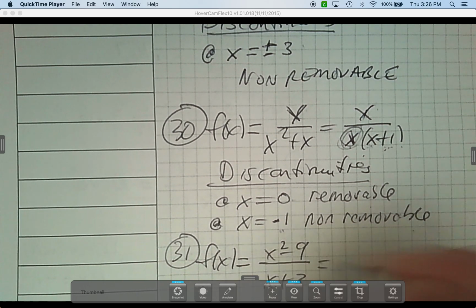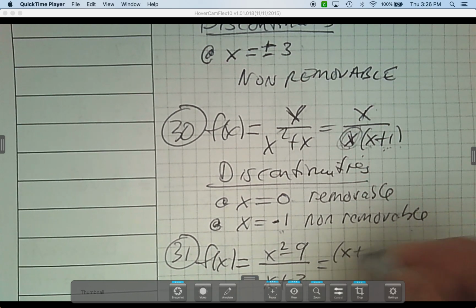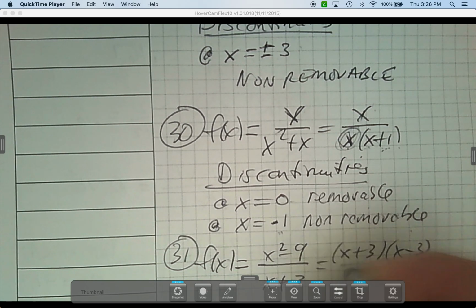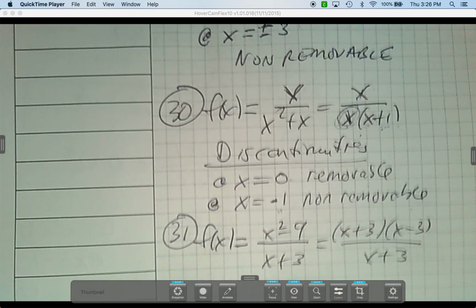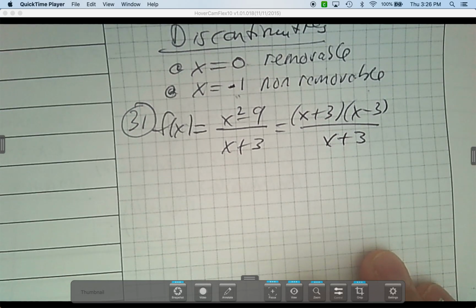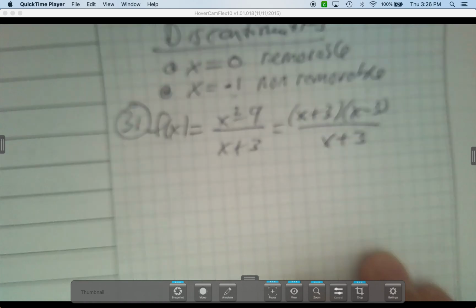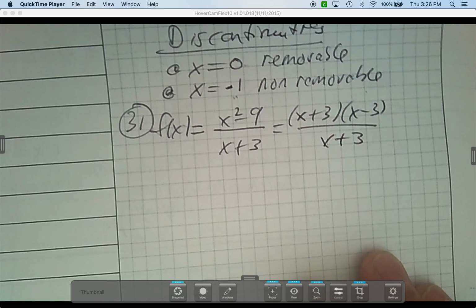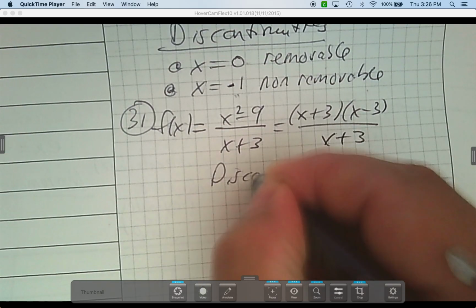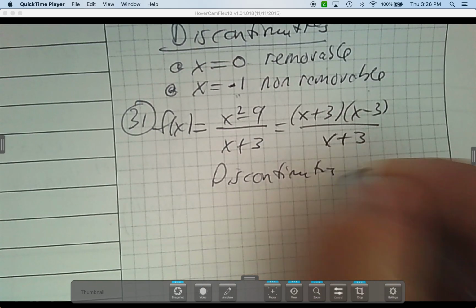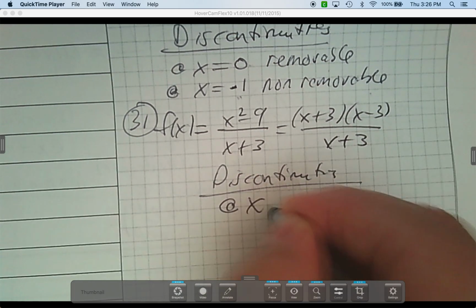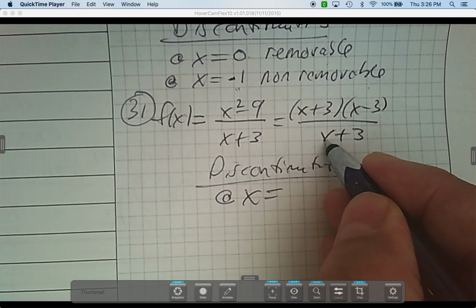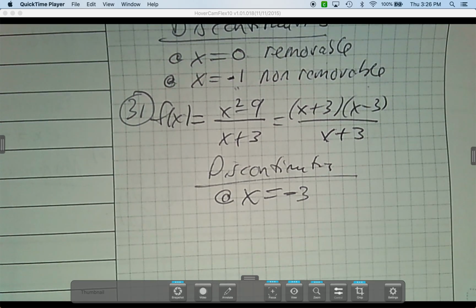So step 1 is to factor. Now, I'm only looking at the denominator because that's what makes it undefined. That's what creates a discontinuity, the denominator, not the numerator. So when I look here, look at the denominator only. The discontinuity is when x equals what number? Just look at the denominator. It's when x equals -3.